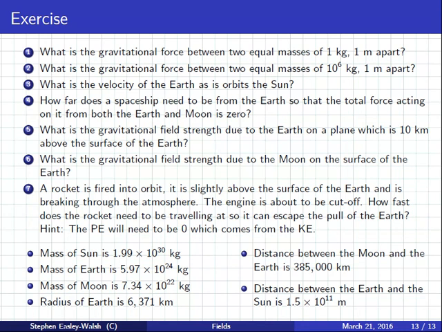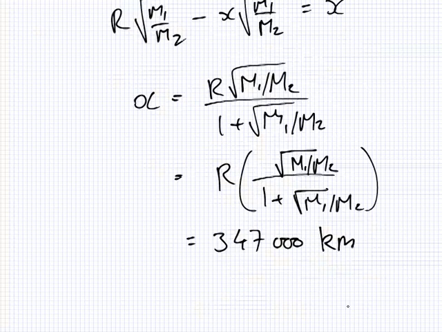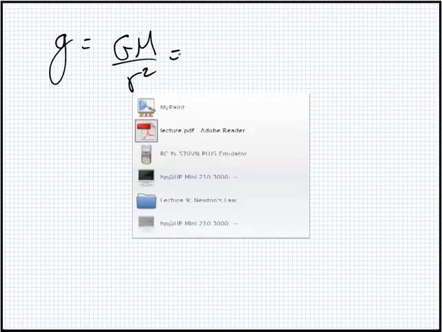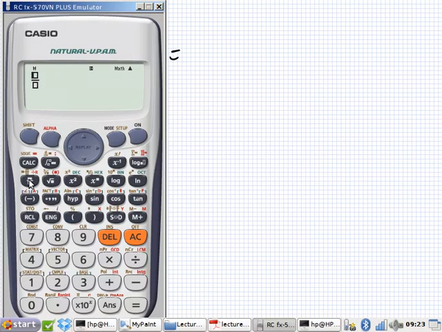Right. What is the gravitational field strength due to the Earth on a plane which is 10 kilometers above the surface of the Earth? Okay, well, we'll just use our formula for g. What's that? g equals GM over r, isn't it? Over r squared, thank you. Okay, so what's the mass of the Earth? 5.24. Now, we have to add 10 kilometers onto the radius of the Earth. What's the radius of the Earth?